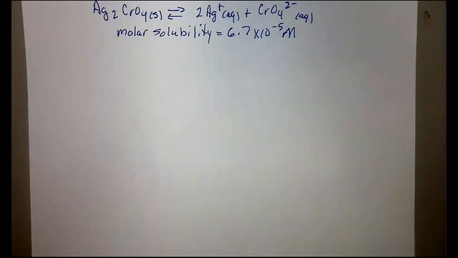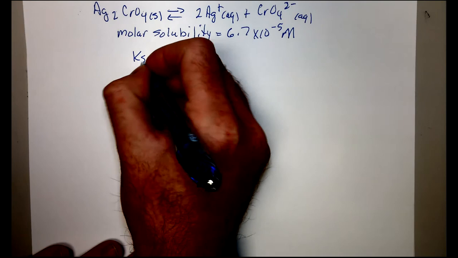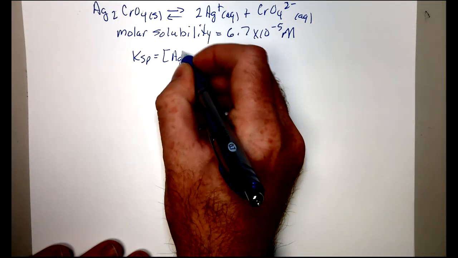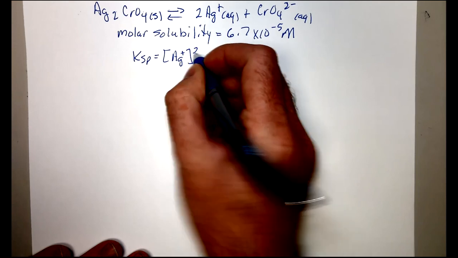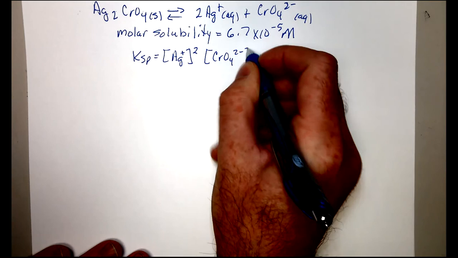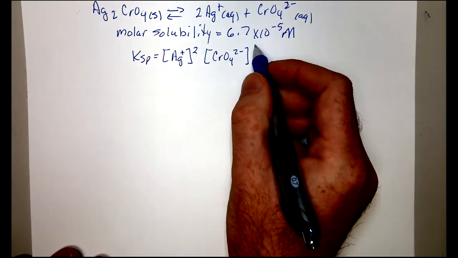So we've got that written there. So let's write our Ksp expression. So our Ksp is going to be the concentration of the silver ion squared times the concentration of the chromate ion. We don't know the Ksp, but we do know the molar solubility.